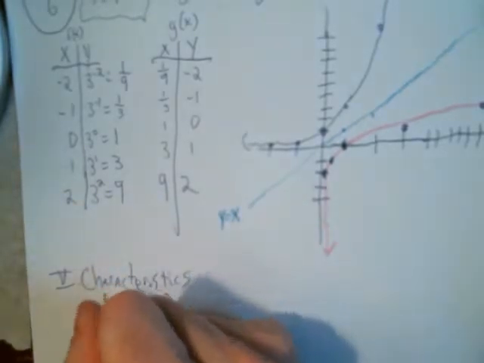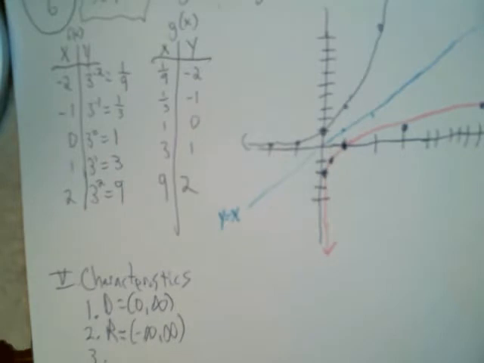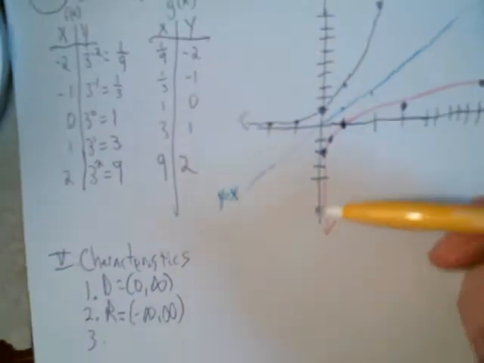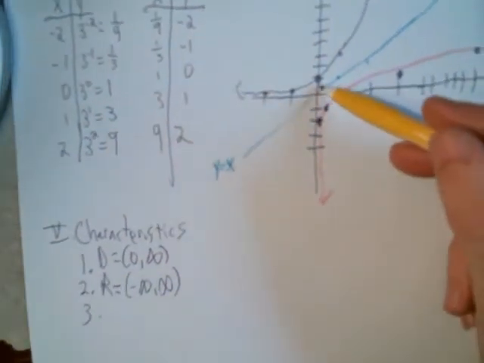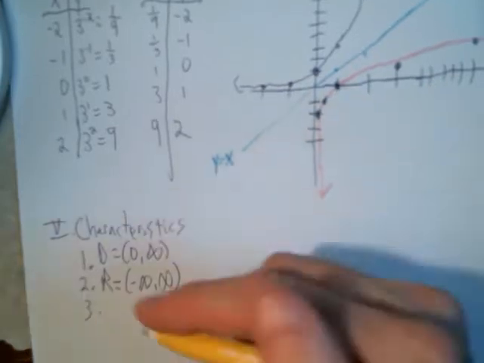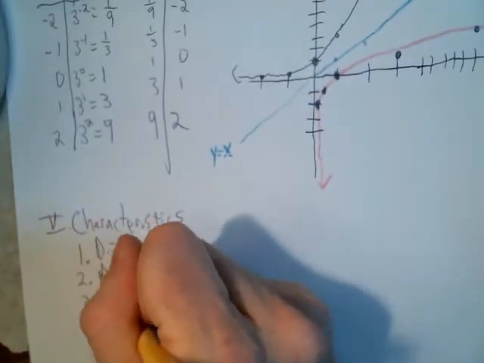Thirdly then, instead of a y-intercept, it's going to have an x-intercept. For the exponential, it had the point 0, 1, so we'll have 1, 0 as our x-intercept.